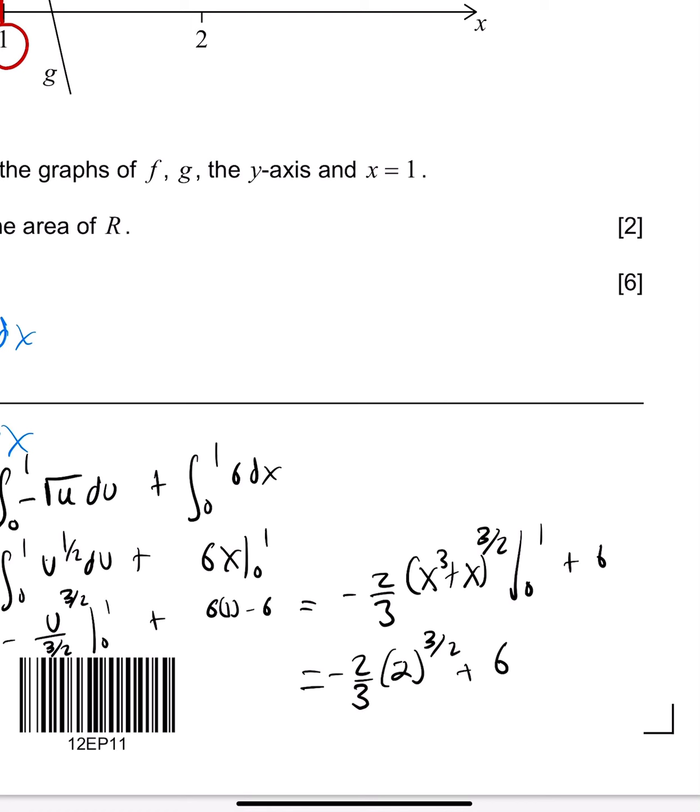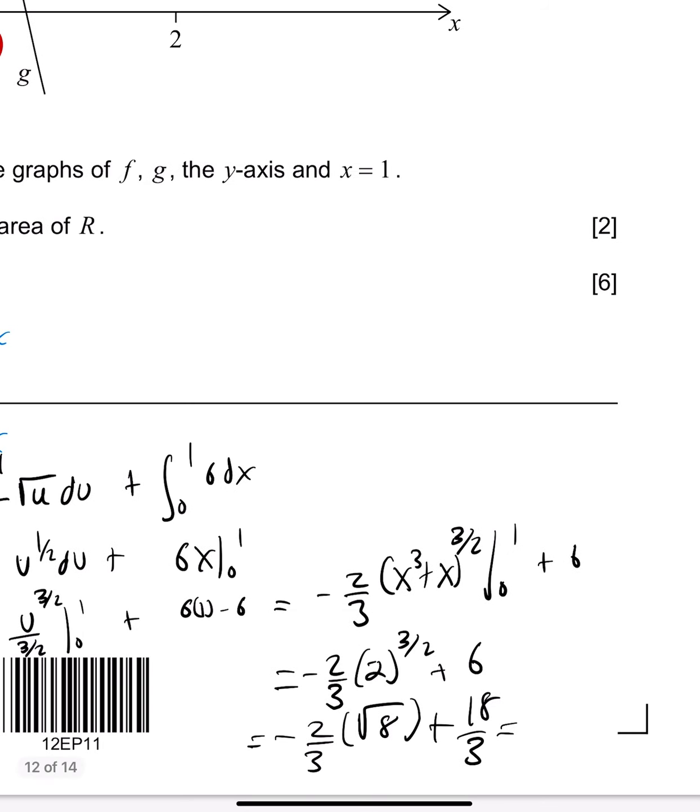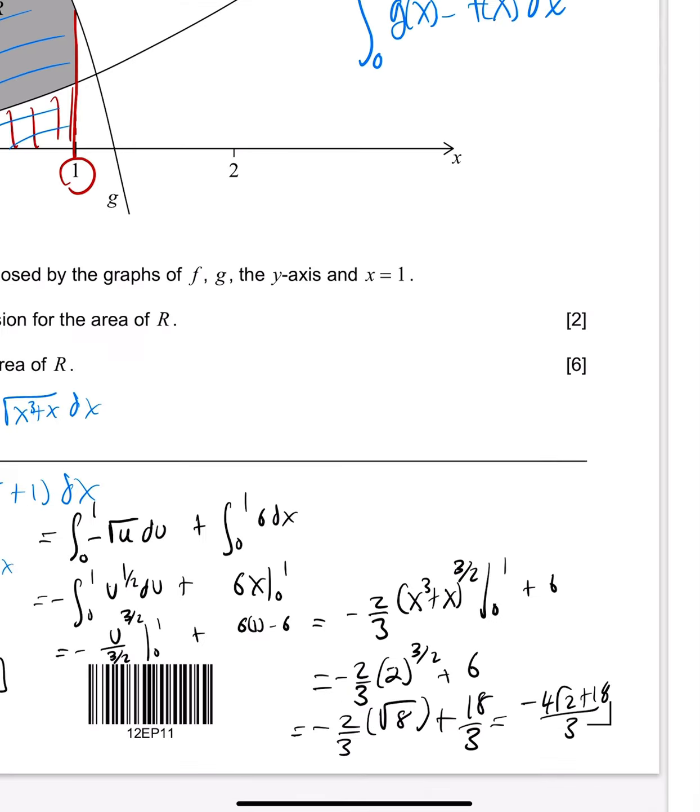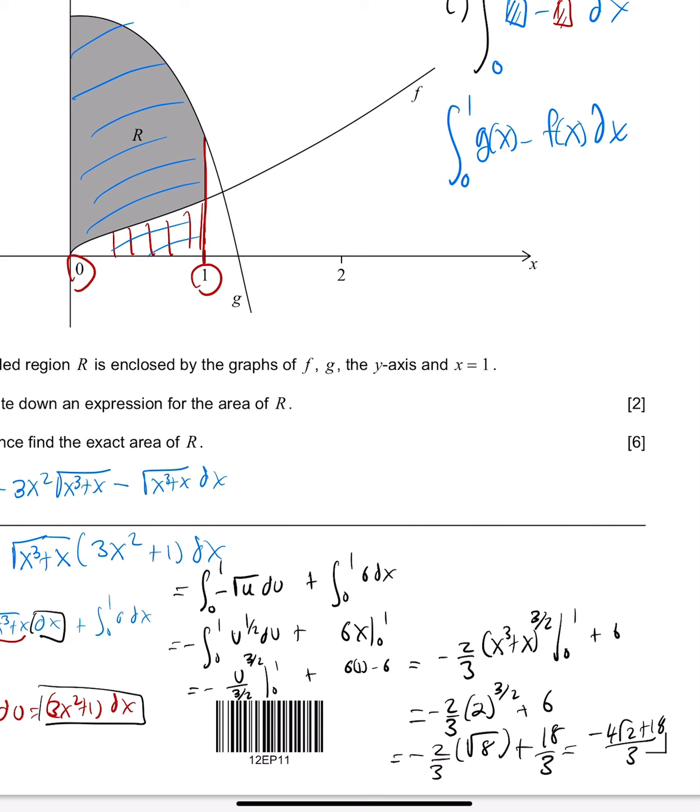Well, 2 cubed is 8. So this is the square root of 8. So I can do minus 2/3 times the square root of 8 plus, let's go for 18 over 3. And this is minus 4 root 2 plus 18 over 3. And I gather that's the exact area of R. Well, there we have it, folks. I hope this helped.